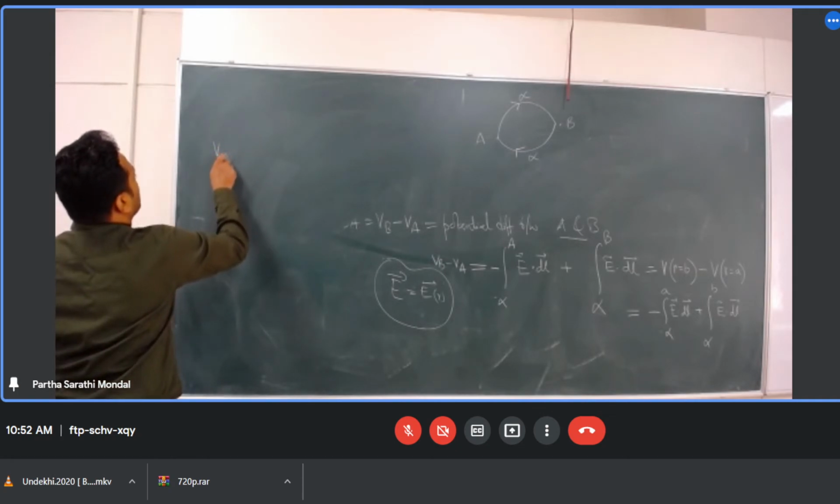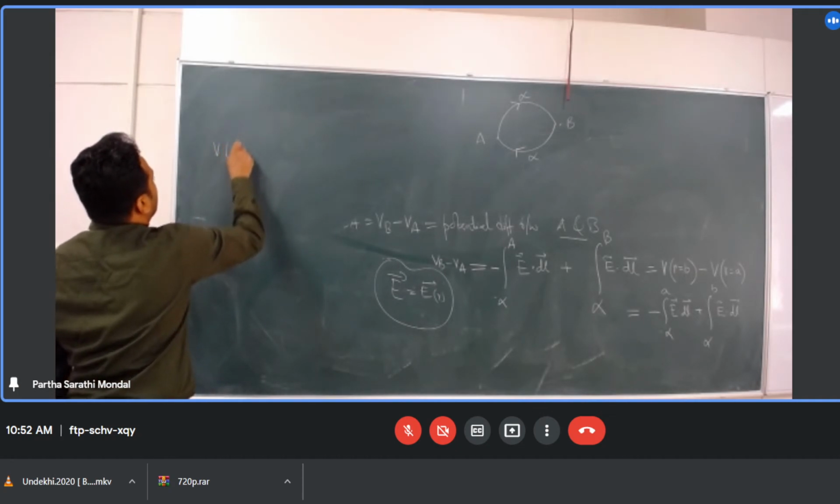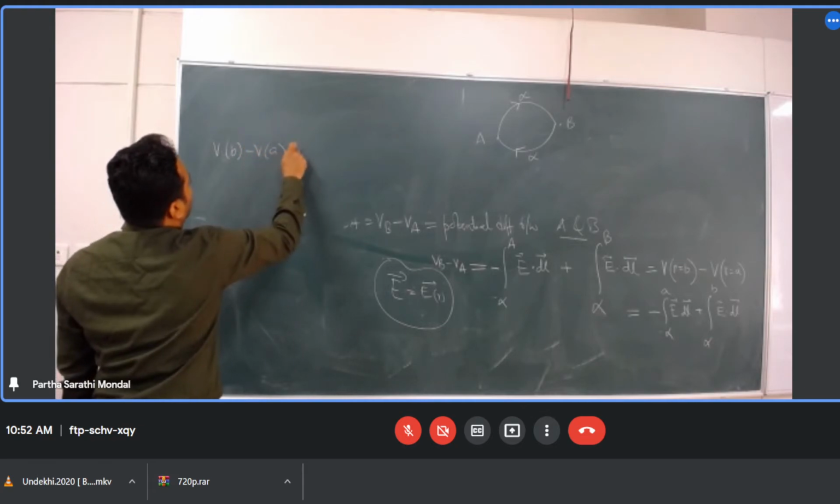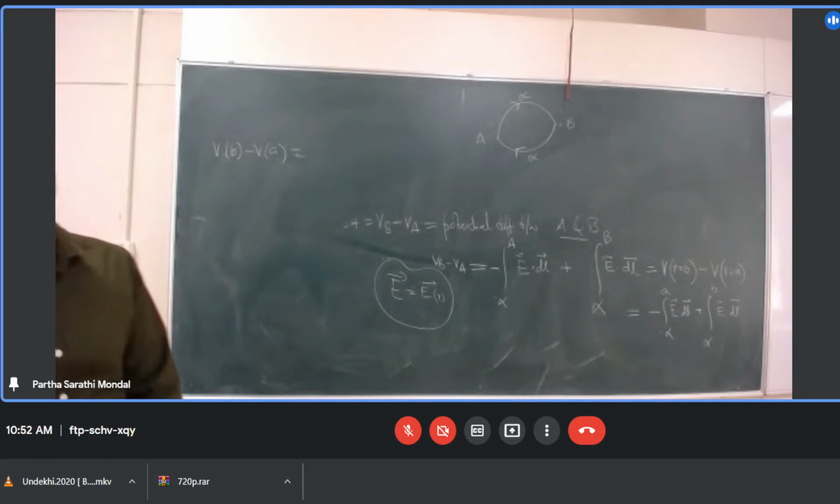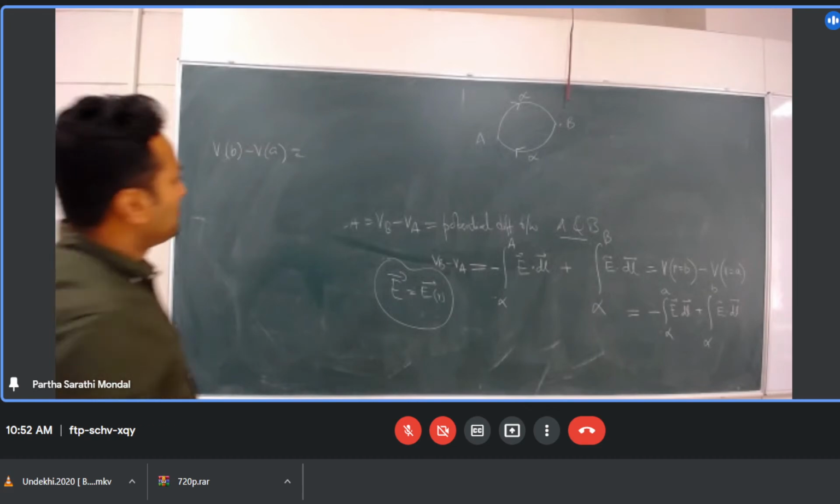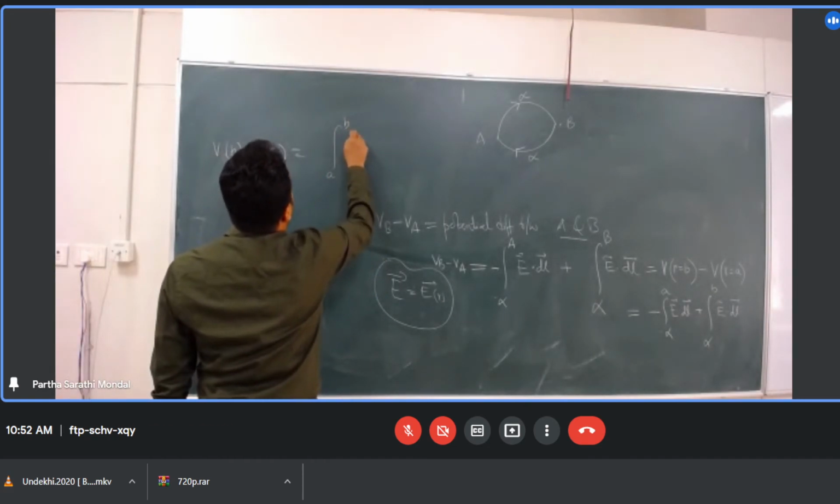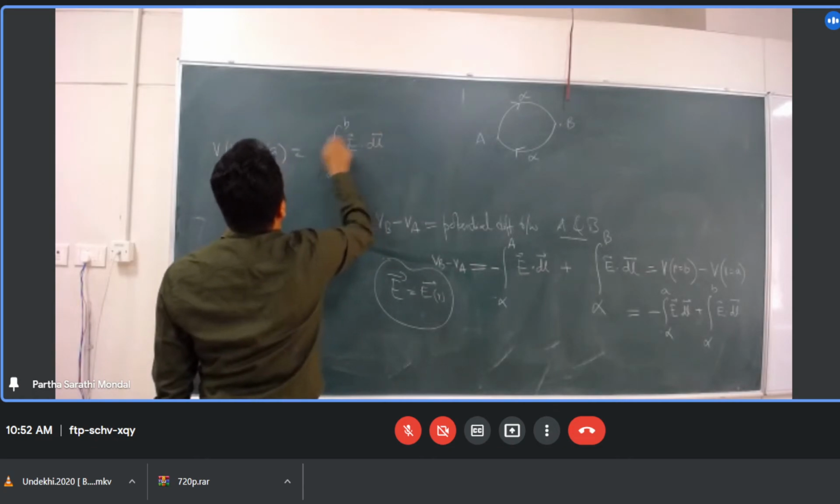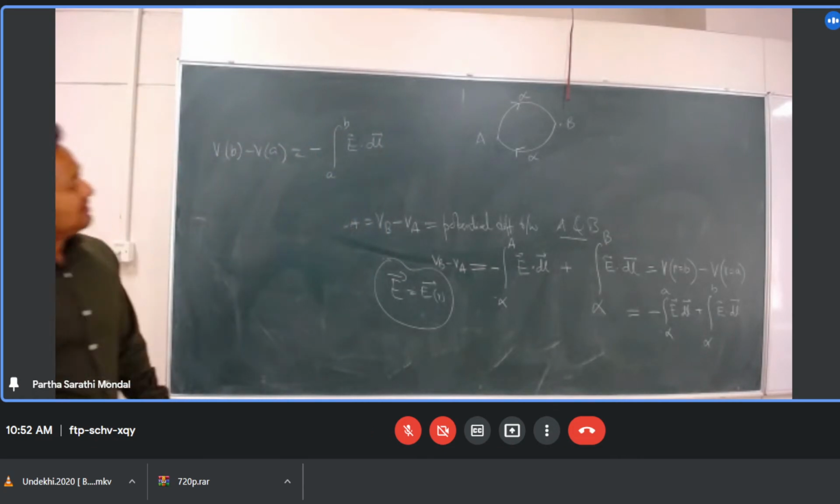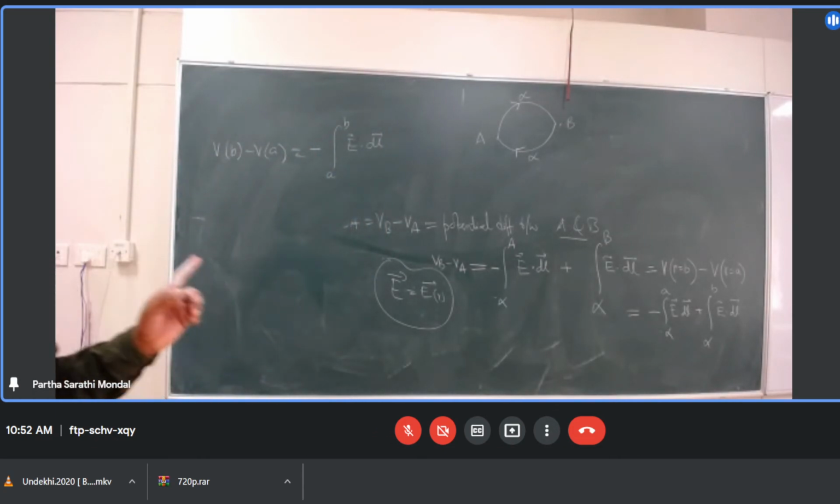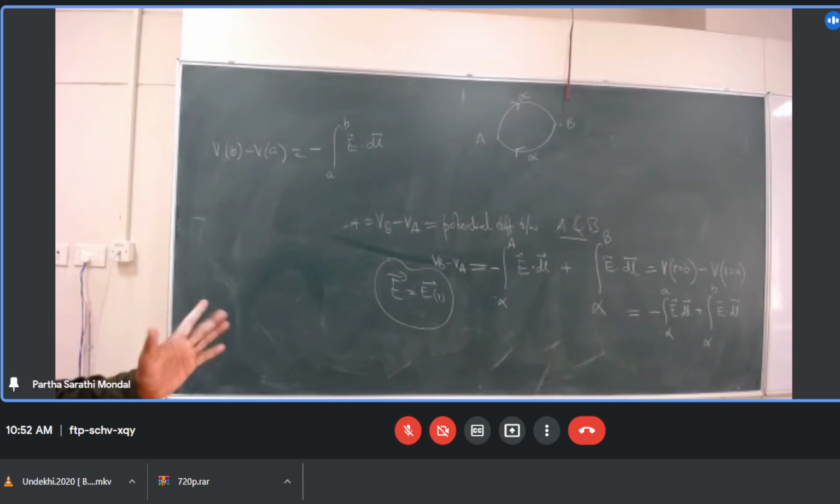VB minus VA, if I add these two integrals together, it will give you integral from A to B of E dot dl, and obviously a minus sign will be there. So this is the potential difference between 2 points.